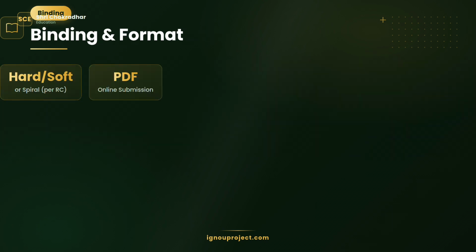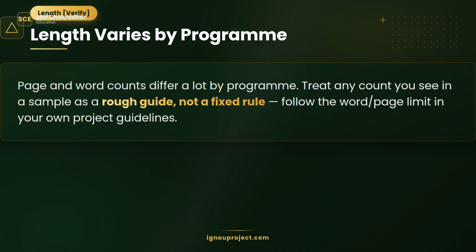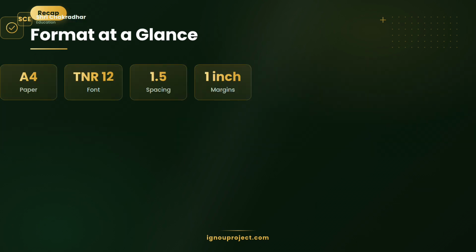Binding: a neat, hard, soft or spiral binding as your regional center allows, or a single clean PDF for online submission. Length varies a lot by program, so treat any page count you see in a sample as a rough guide, not a fixed rule. Follow the word or page limit written in your own project guidelines.